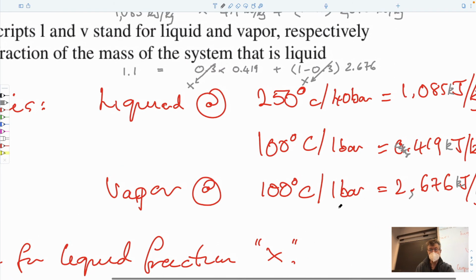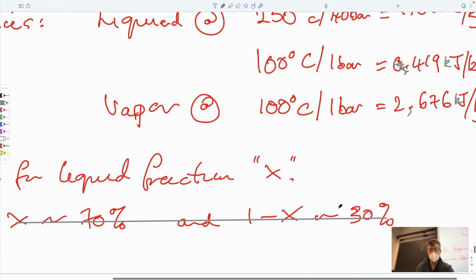X is the liquid fraction, definitely. So X is this, 30%. We defined X the other time.